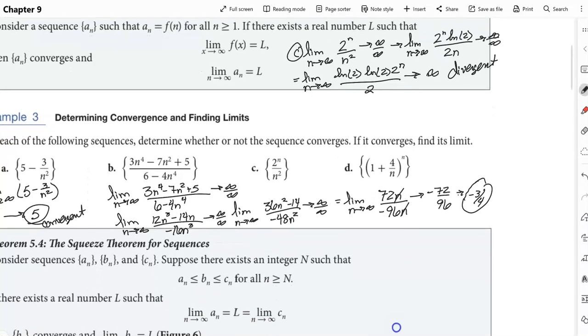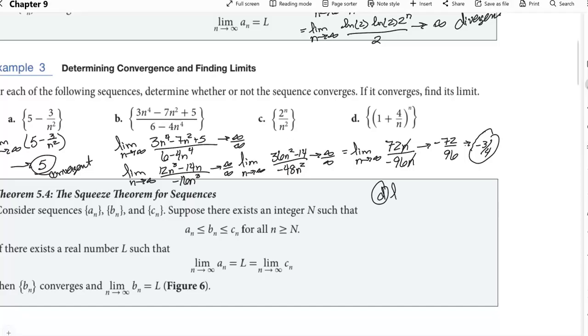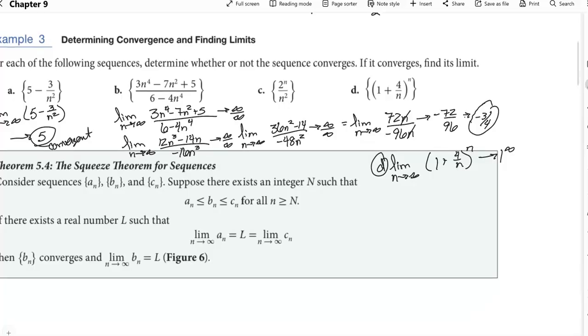And then let's look at D. I'm going to take the limit as n goes to infinity of 1 plus 4 over n to the n. So if we were to think about infinity, this is going to 0, so I have 1 to the infinity. And remember our trick to solve that. We are going to rewrite this as y equals the limit as n goes to infinity of 1 plus 4 over n to the n, and we're going to take the ln of both sides.